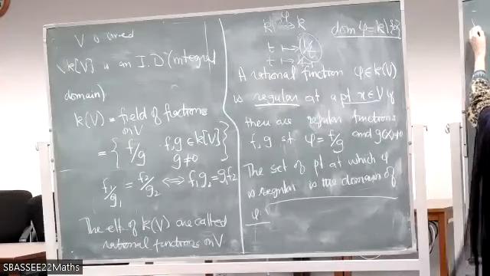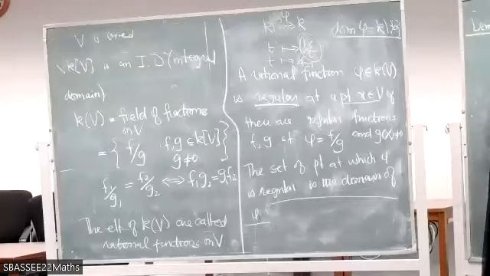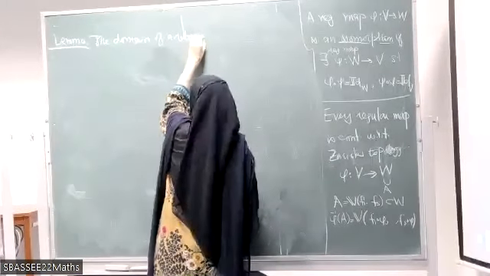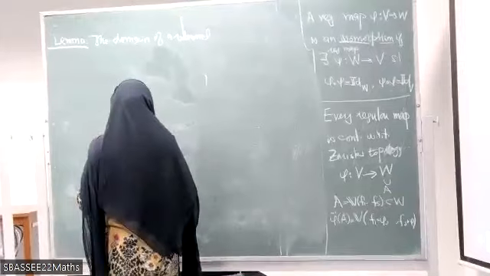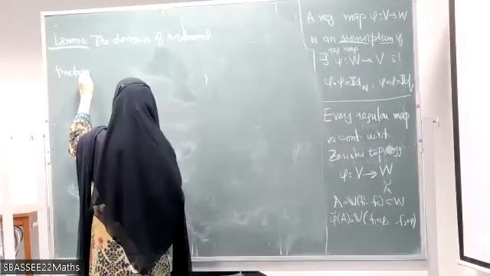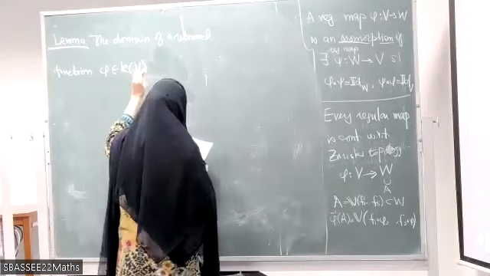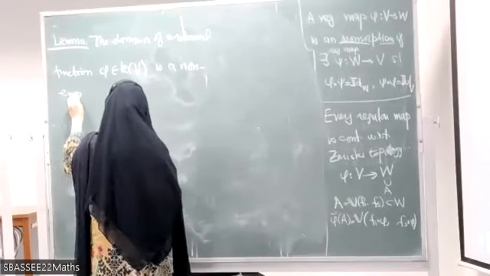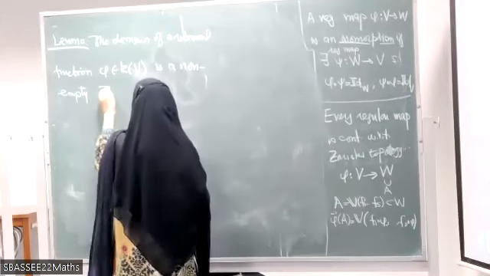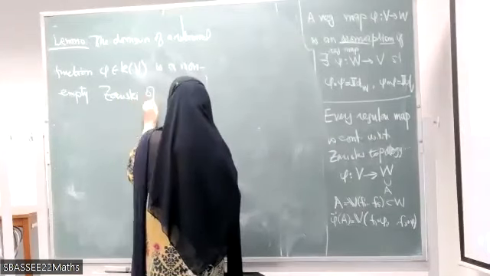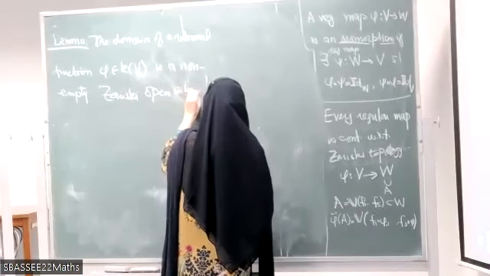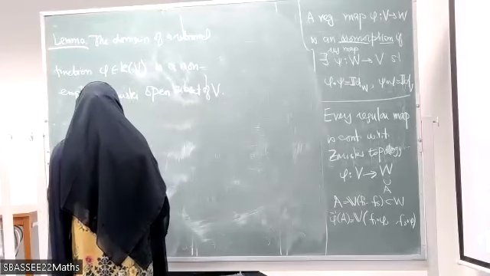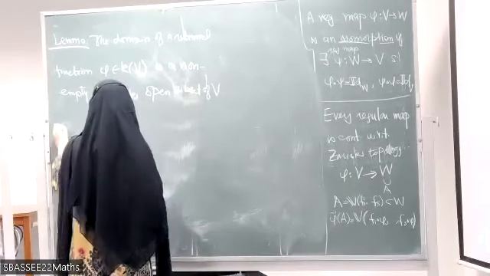So now we have this result which says that the domain of a rational function phi is a non-empty Zariski open subset of V. Okay, let's see why.